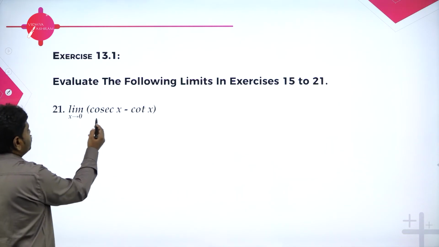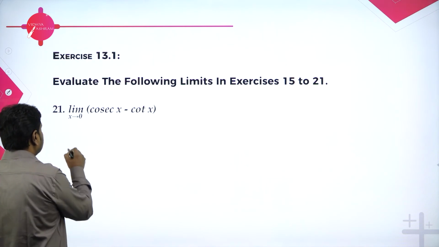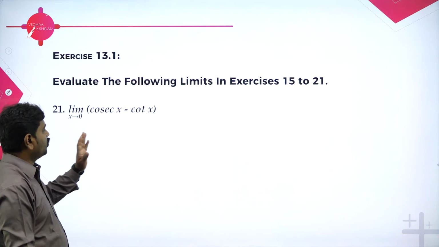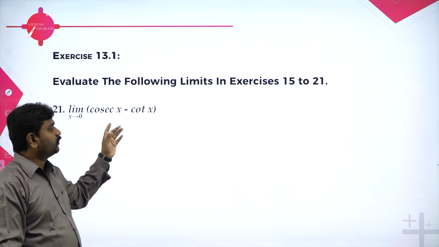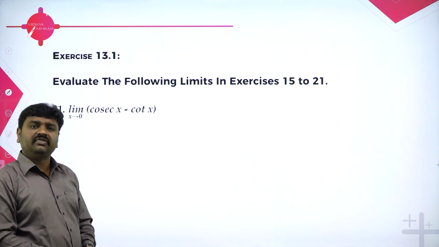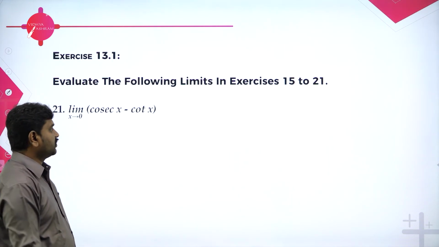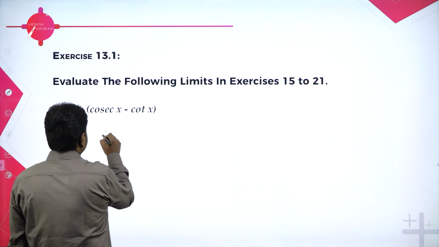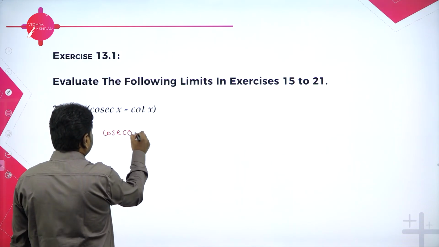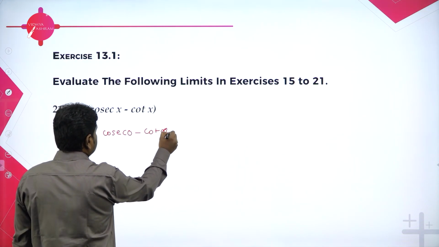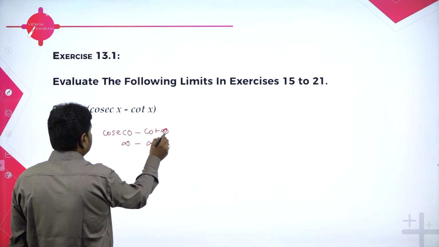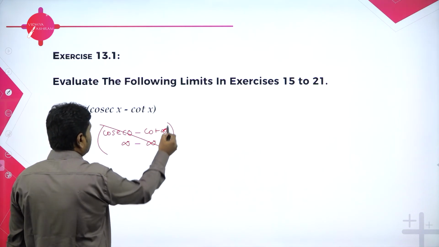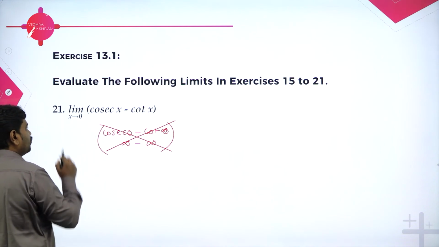Now, limit x tends to 0, cosecant x minus cot x. In the place of x, if you put 0, cosecant 0 is not defined and cot 0 is not defined. Infinity minus infinity does not exist. This is a mathematical indeterminate form, which is not possible. So that's why we need to simplify.